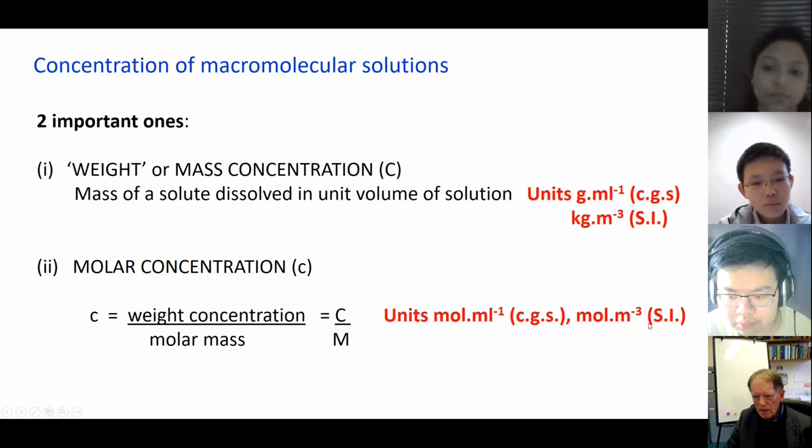The SI unit of molar concentration is moles per meter cubed. And we also represent molar concentrations as molarity in terms of moles per liter. And moles per liter is neither a CGS nor an SI unit. So, beware of the different ways of representing the different units for molar concentration.